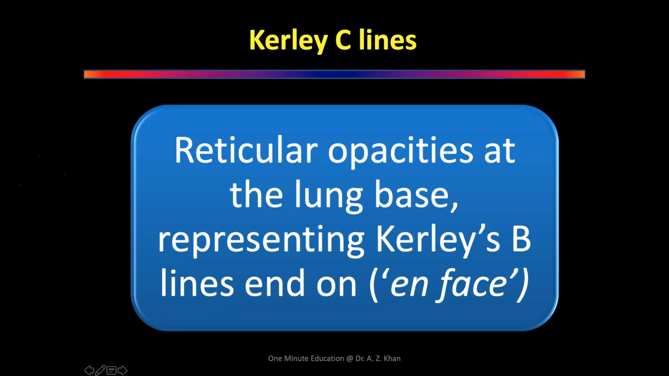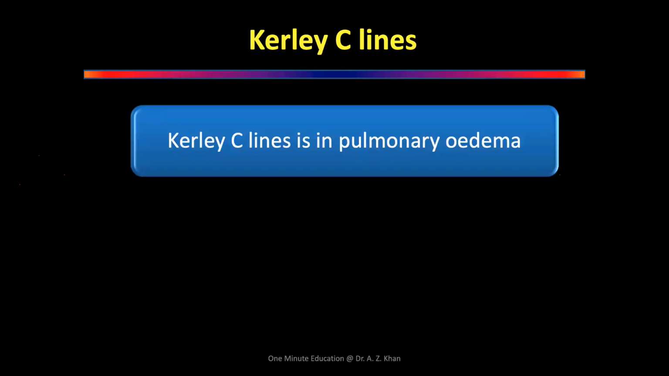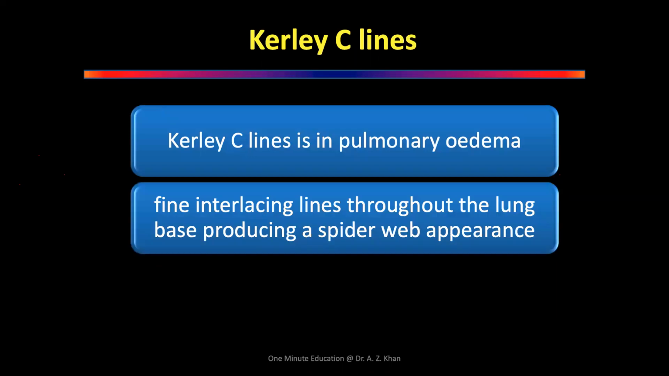So Kerley C lines are reticular opacity at the lung base. They are Kerley's B lines, but end on. So Kerley's B lines are horizontal lines. Kerley C lines are end on Kerley B lines. That is why the black arrowhead you saw was Kerley C lines. The white arrowhead you saw was Kerley's B lines. And the white arrows you saw were Kerley's A lines. I'll go back to that in a minute. This is seen in pulmonary edema or also in left ventricular failure.